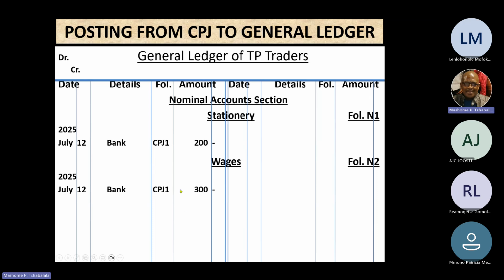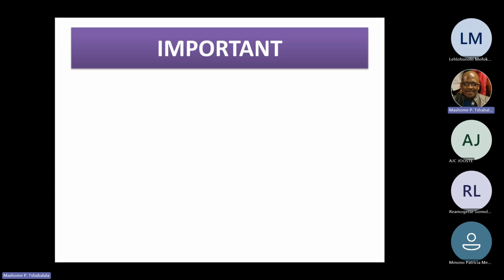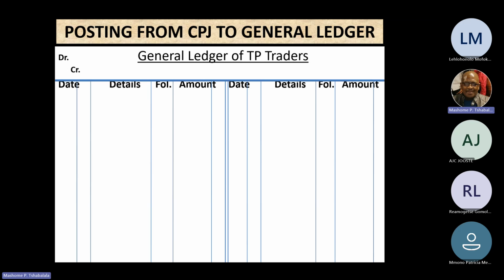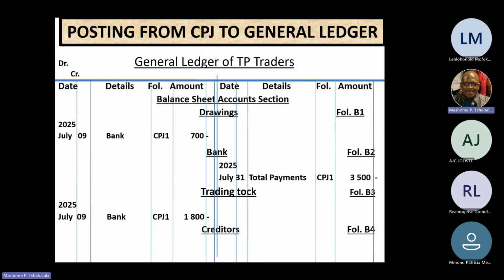Remember, this 200 and this 300 are already included in that amount of total payments, which is 3,500. Then what is important to remember about this, learners, is that under the nominal account section, we record only the expenses and the incomes. Only the expenses and the incomes. Then under the balance sheet account section, we record capital, drawings, all the assets, and all the liabilities.